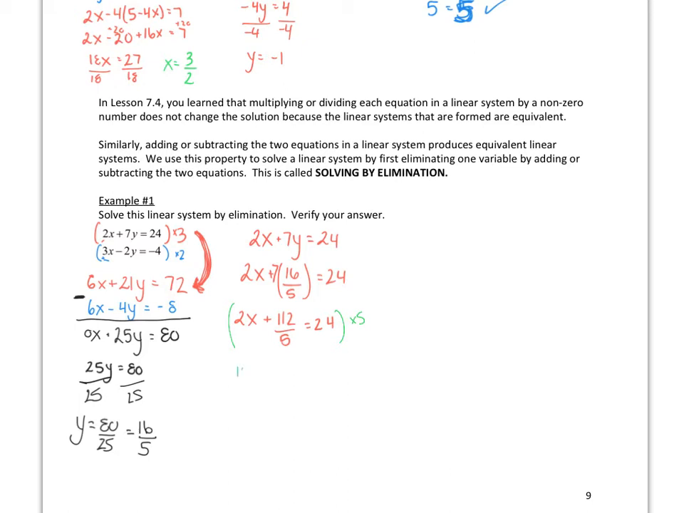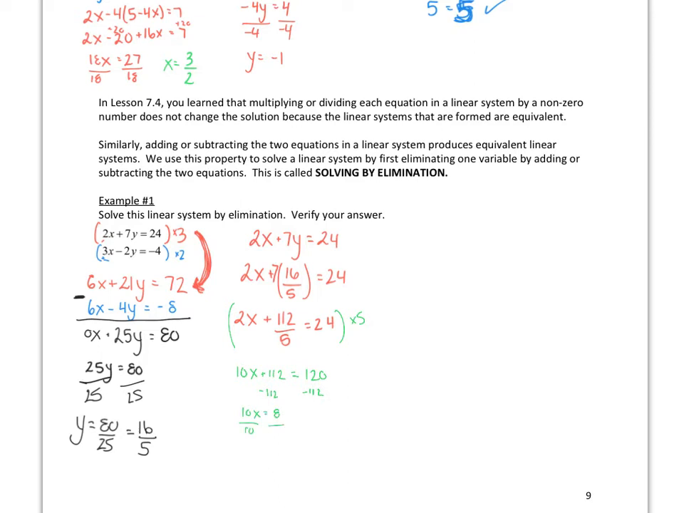So I'll be left with 10x plus 112 is equal to 120. And that makes a nice number to work with. Now I can subtract 112 from both sides, and I'll be left with 10x is equal to 8.